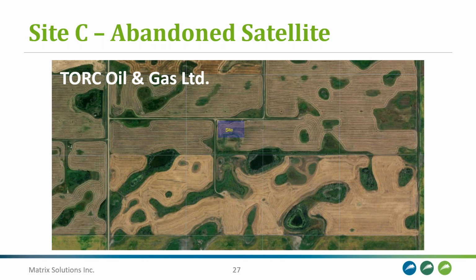So the satellite was constructed in an agricultural area in the early 1960s, and it's currently abandoned. It's located on freehold agricultural land in southeastern Saskatchewan, and the site is cultivated, and there's numerous small wetlands in the area. And this kind of wetland topography is pretty typical of this part of Saskatchewan.